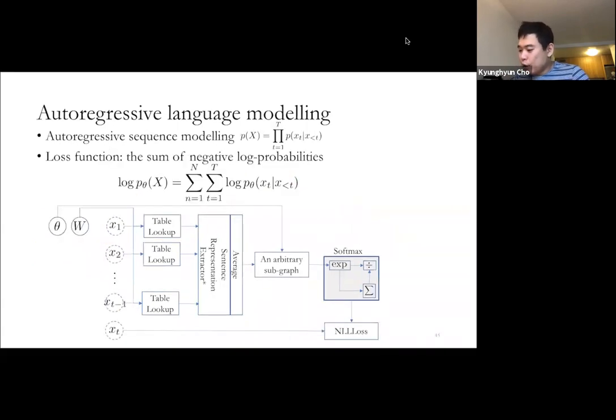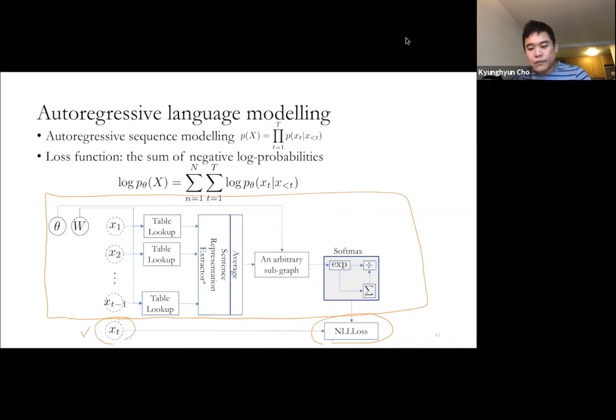Now, what this means is that once we have this network, the one we just talked about, we can compute the negative log probability using just the next word. What is this next word? The next word is really just a word from the sentence. So in other words, it is supervised learning where the target, or the correct output, comes from the sentence as well. This is often the reason why some people call it self-supervised learning.